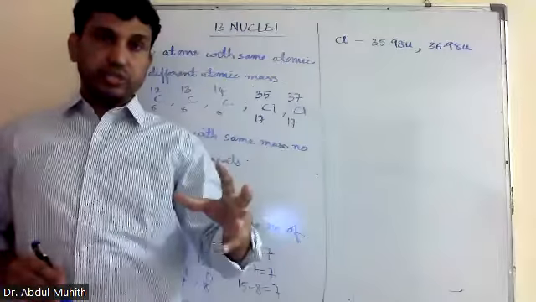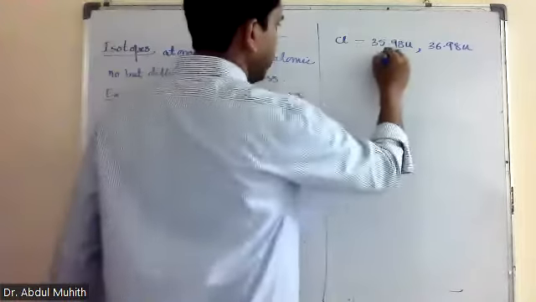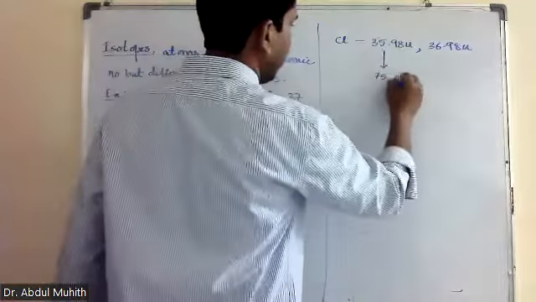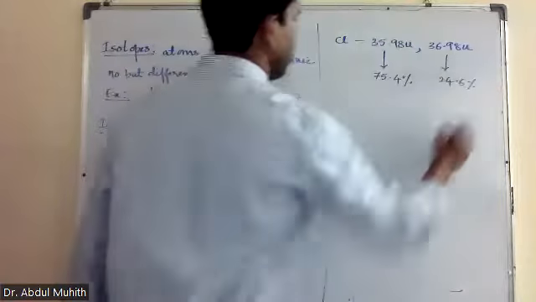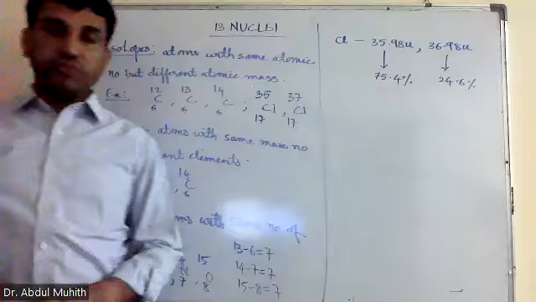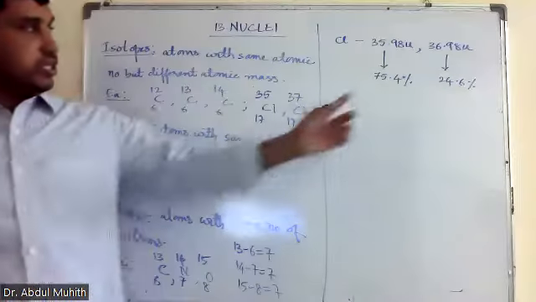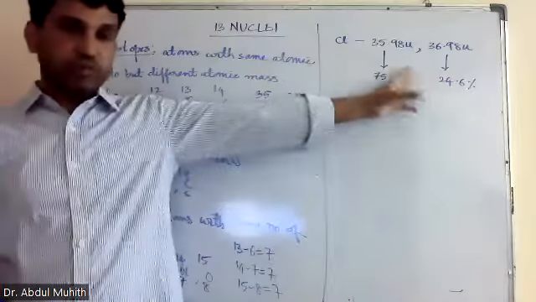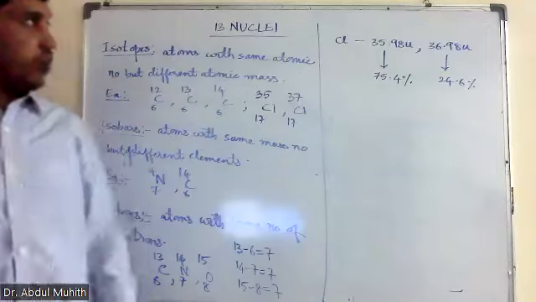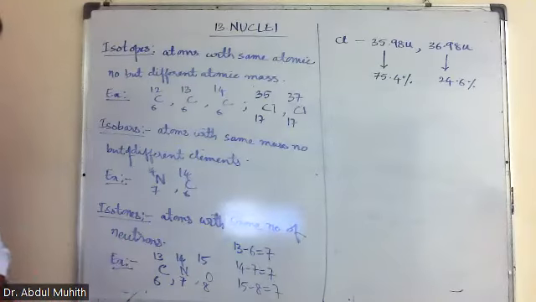Around 75.4% will be this one, and the remaining 24.6% will be the other. It means if you collect 1 kg of chlorine from nature, 75.4% will be this isotope and 24.6% will be the other isotope. So what we are trying to find out is the relative abundance. After finding the relative abundance, we can easily find the average atomic mass.